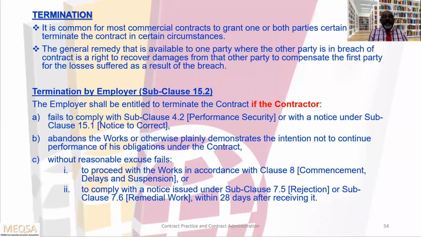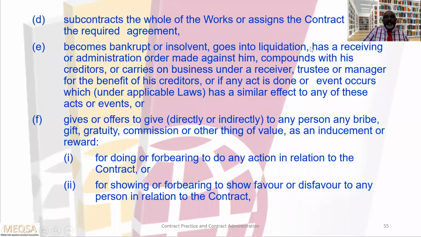Third, without reasonable excuse fails to proceed with the works in accordance with subclause 8, commencement, delays and suspension, or to comply with the notice issued under subclause 7.5, rejection, or subclause 7.6, remedial work, within 28 days after receiving it. The third one.